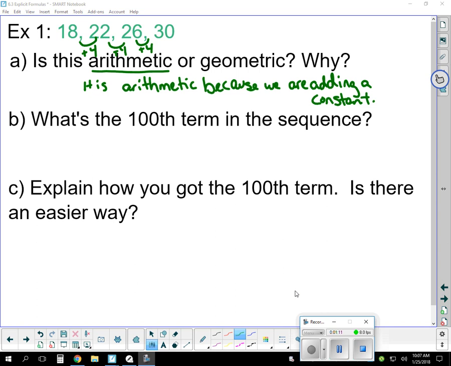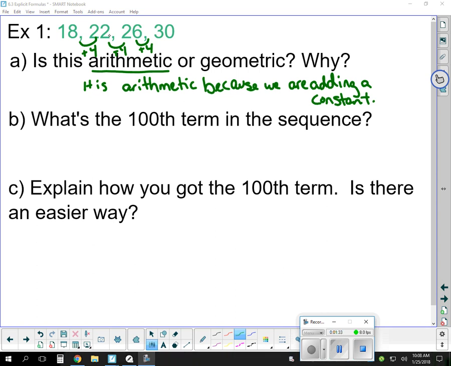Part B, what's the 100th term in the sequence? Whoa, 100. Okay. All right, I want you guys to pause the video and find the 100th term. Come on, pause the video. Okay, hopefully you guys found what you think is the 100th term.